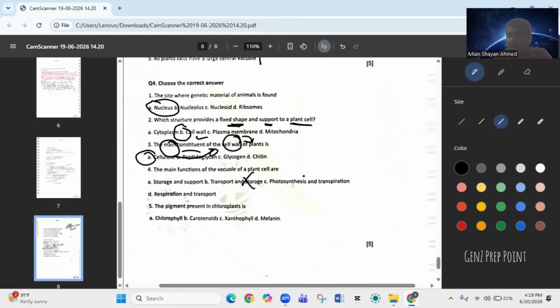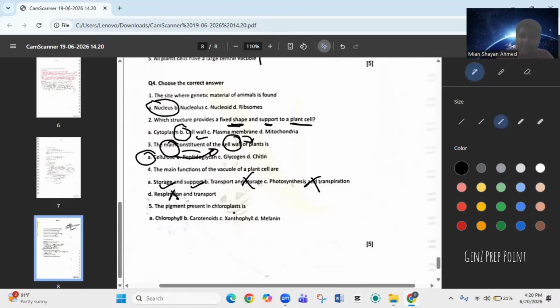Photosynthesis. Does a vacuole have chloroplast? Does a vacuole have chlorophyll? No. Respiration and transport. Does a vacuole do respiration? Is it a human? No. So the purpose is storage and support. It provides support because it's filled with cell sap. It's so full that it exerts pressure on the walls to maintain the shape. Instead of being collapsed, the cell wall gets the turgor pressure.